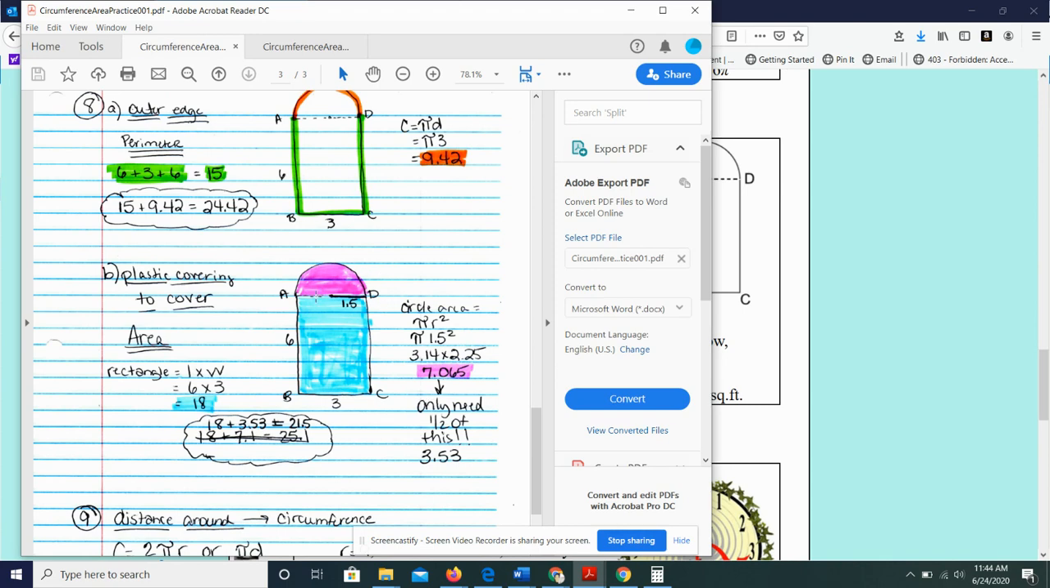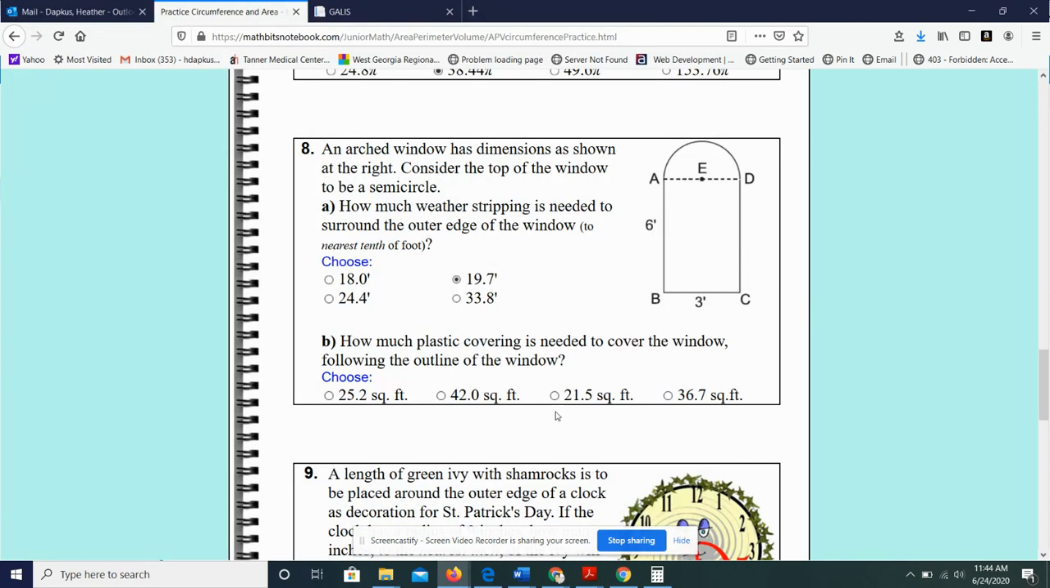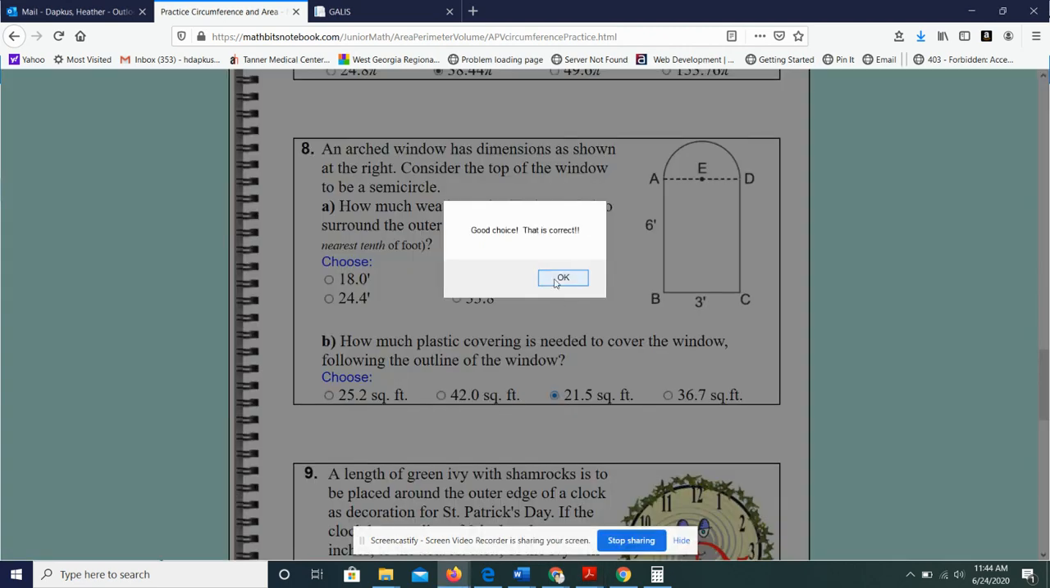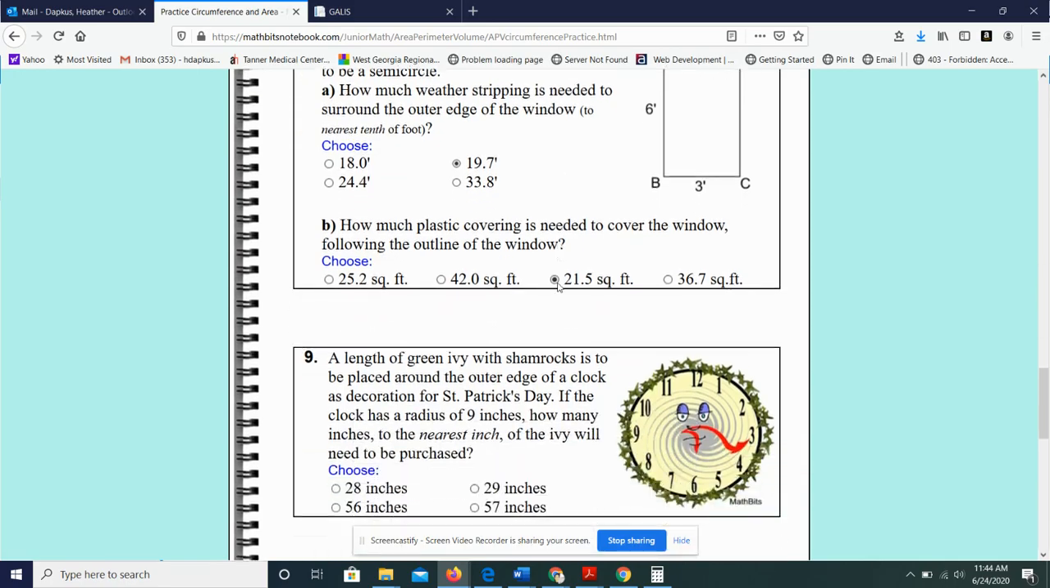When you're doing these, make sure that if you have something like this and you're doing half a circle, to divide by 2 whatever you get at the end. So what was it, 21.5? Is that right? Yes, 21.5. So that is correct. So that is through 8.